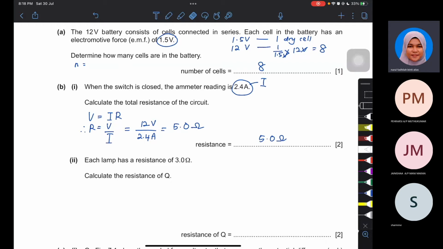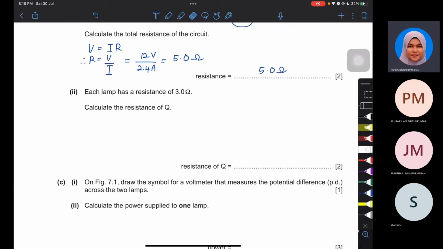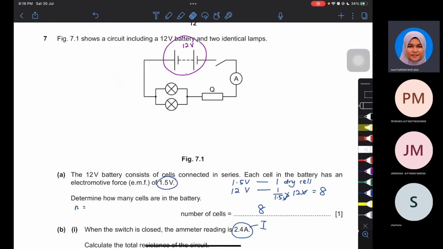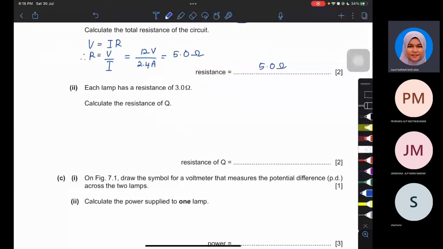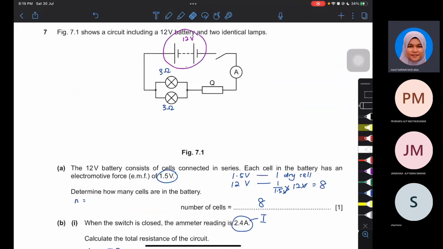Okay, and then number B2. Each lamp has a resistance of 3 ohm. Calculate the resistance of Q. Okay, dia kata kat sini each one 3 ohms. Ni pun 3 ohm. Okay, calculate resistance Q. So, Q berapa? Okay, Q. Kita Q, which one is Q? This one. Okay, Q dekat sini.